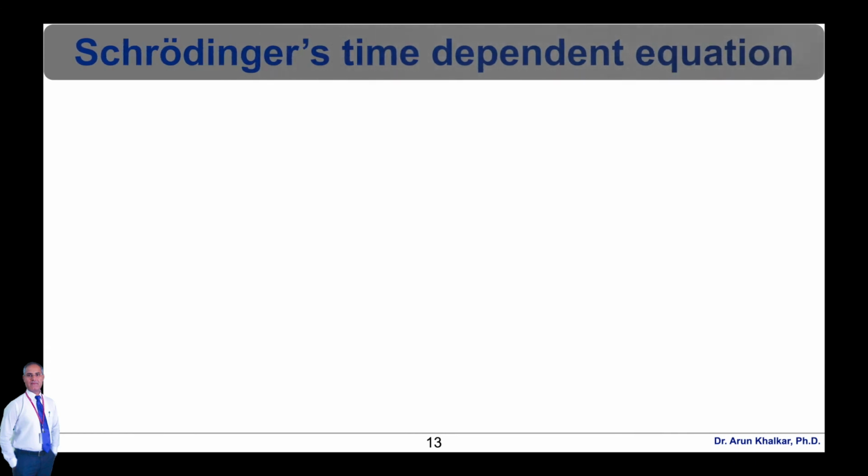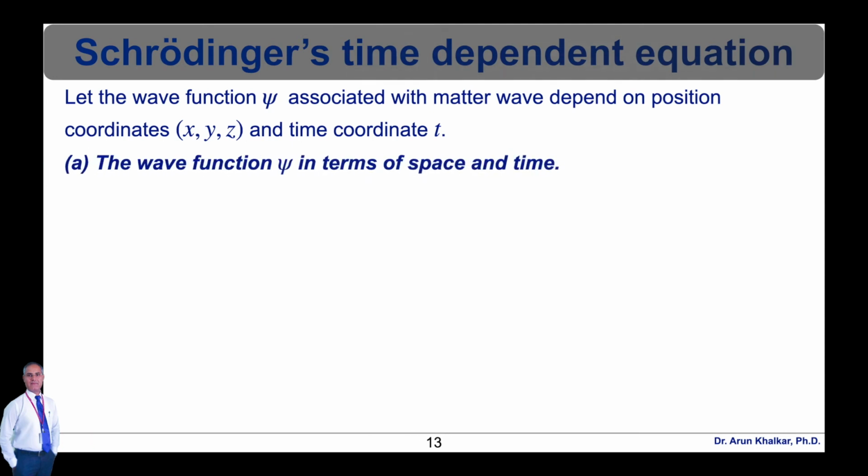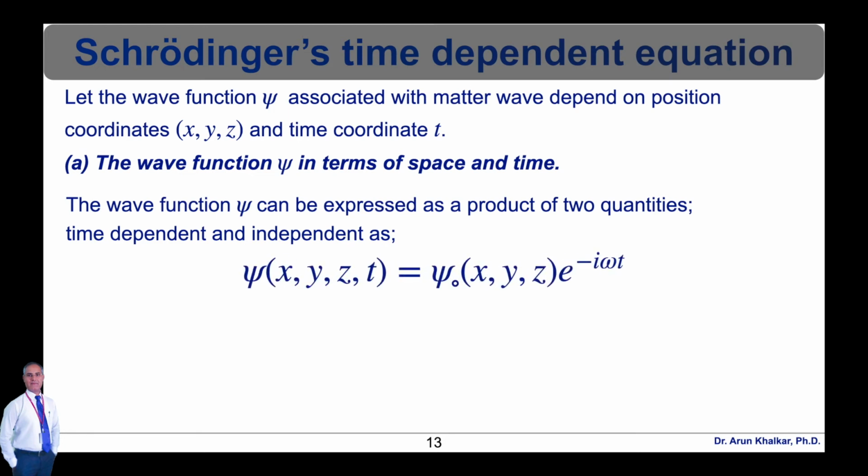Now let's see the Schrödinger's time-dependent wave equation. Let the wave function psi associated with the matter wave depend on position coordinates, that is x, y, z, and time coordinate small t. The wave function psi can be expressed as a product of two quantities, time independent and time dependent, as psi of x, y, z and t is equal to psi 0 of x, y, z into exponential of minus i omega t.